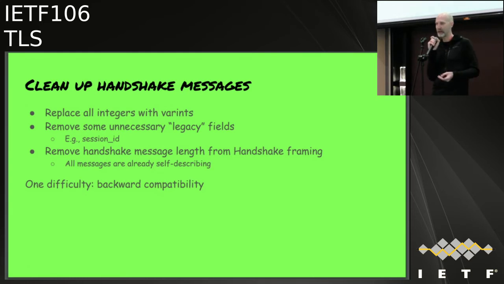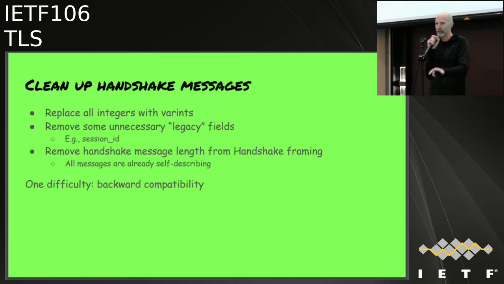There's also removing some unnecessary legacy fields, like, as I say, these veiled fields which only exist to make 1.3 look like 1.2. Session ID is a good example of that. Also, Richard Barnes suggested removing the handshake message length from the handshake framing, and just saying, look, the handshake messages are all self-describing in terms of lengths, so there's no way to get confused. This is actually quite a point of confusion in implementations, where you have to think about that.